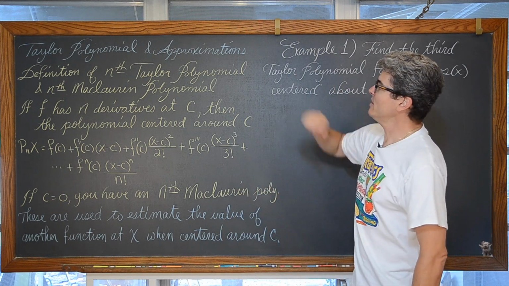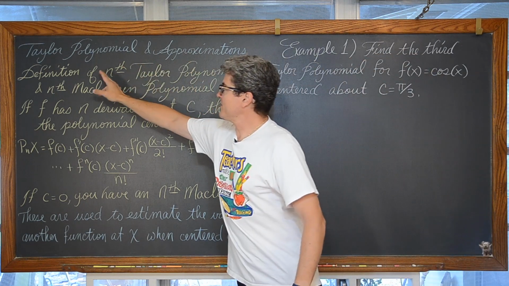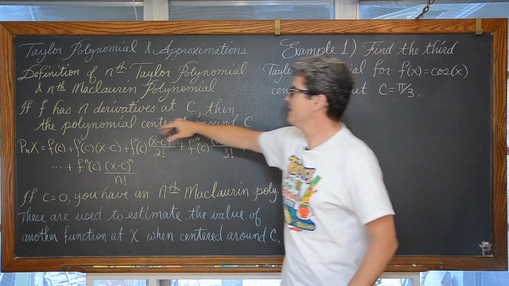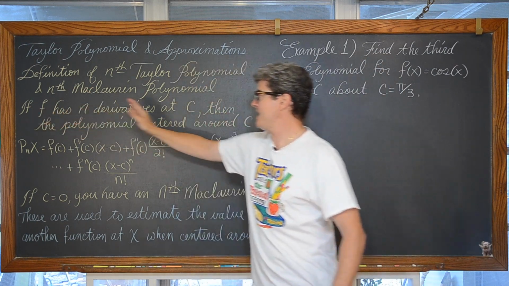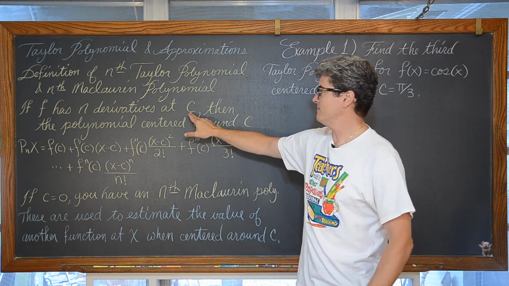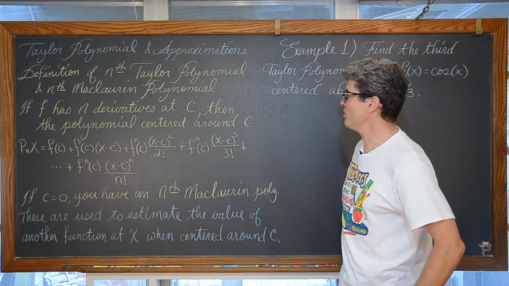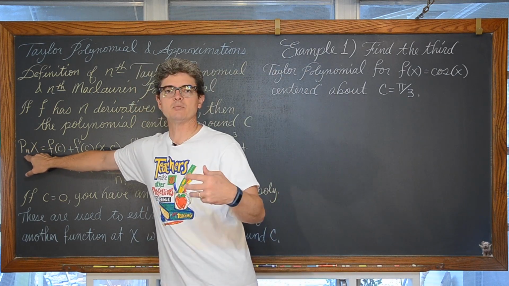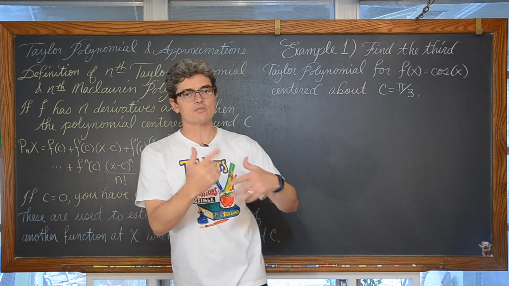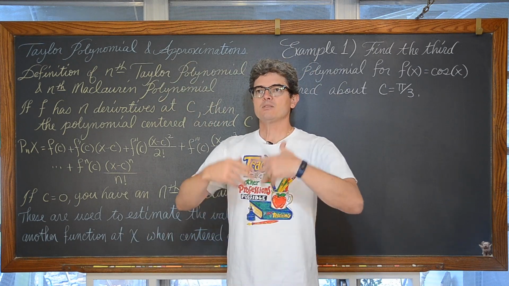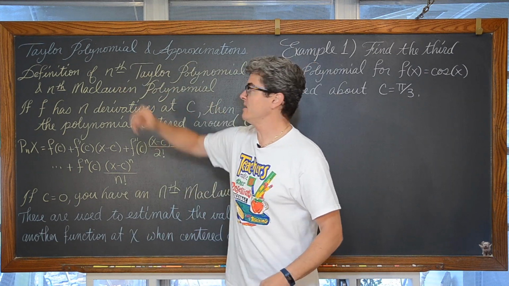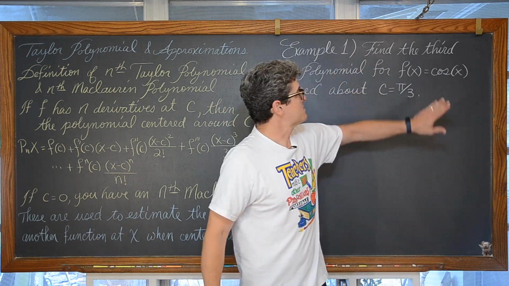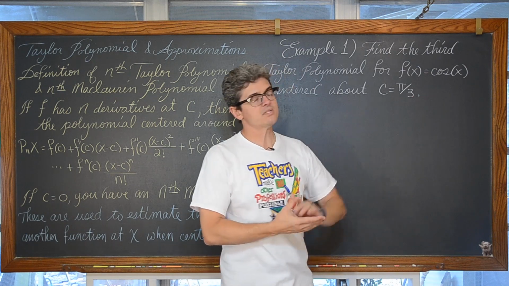So your nth Taylor polynomial and the nth Maclaurin polynomial: if f has n derivatives at a particular center c, then the polynomial centered around c is p sub n of x, and that subscript is just going to be that nth degree. Are you looking for the third, fourth, fifth, nth degree? And as we increase these nth degrees of the polynomials, we're going to get better and better approximations of some other function around a particular value.